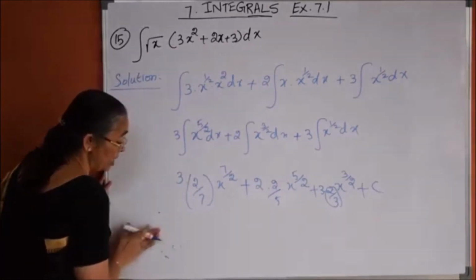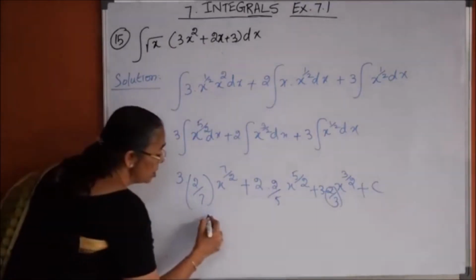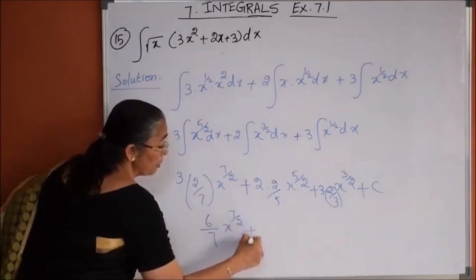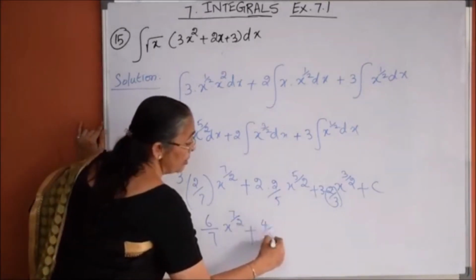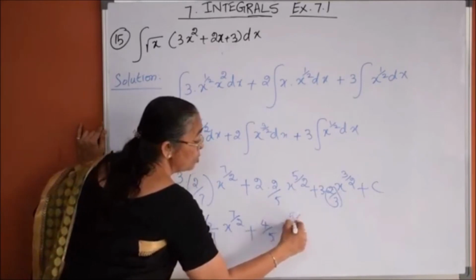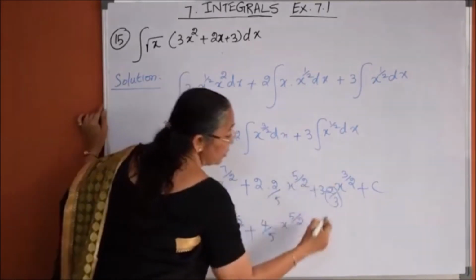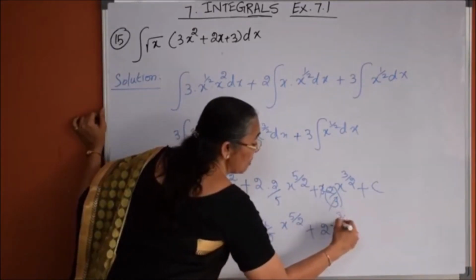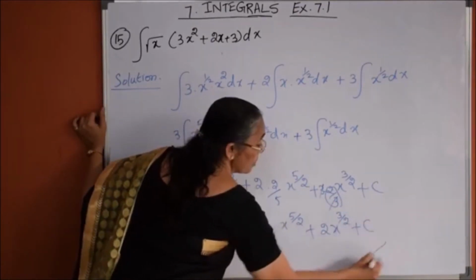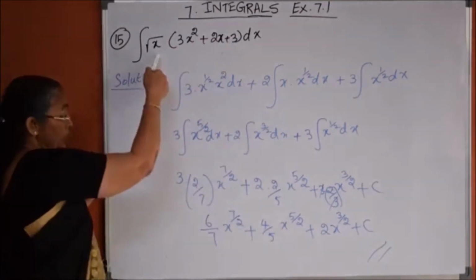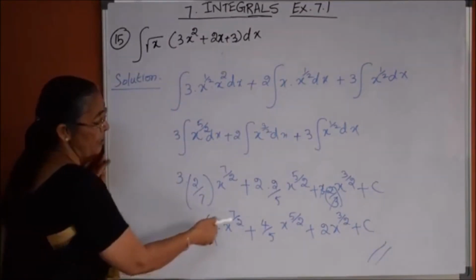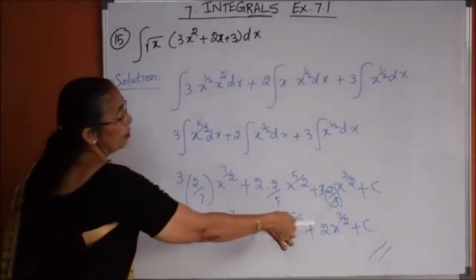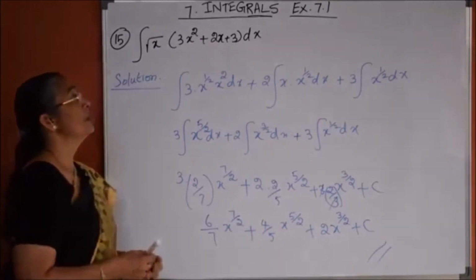So we get it as 3 2s are 6 by 7 x power 7 by 2 plus 4 by 5 x power 5 by 2 plus 3 2, we can cancel this 3, 2 times of x to the power of 3 by 2 plus c. So the integration of this given function is 6 by 7 x power 7 by 2 plus 4 by 5 x power 5 by 2 plus 2x power 3 by 2 plus c.